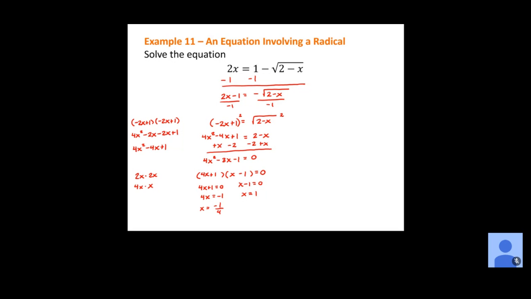Okay, so I'm going to plug in the -1/4 back in the original equation. So that gives us 2 times -1/4 is equal to 1 minus the square root of 2 minus -1/4.